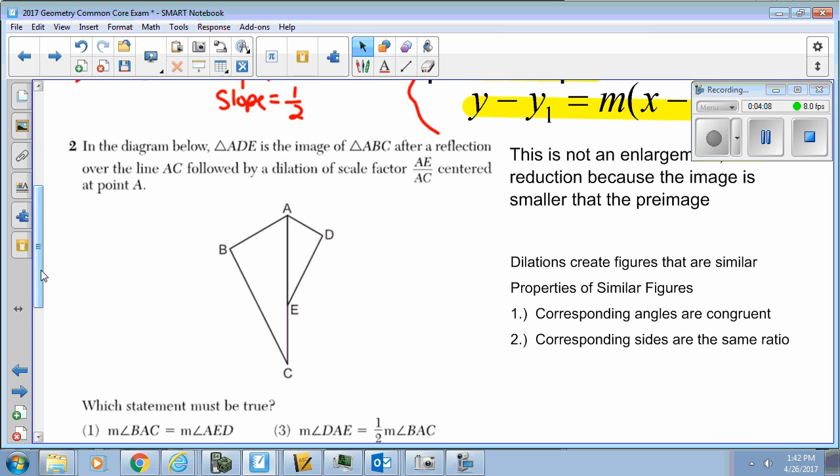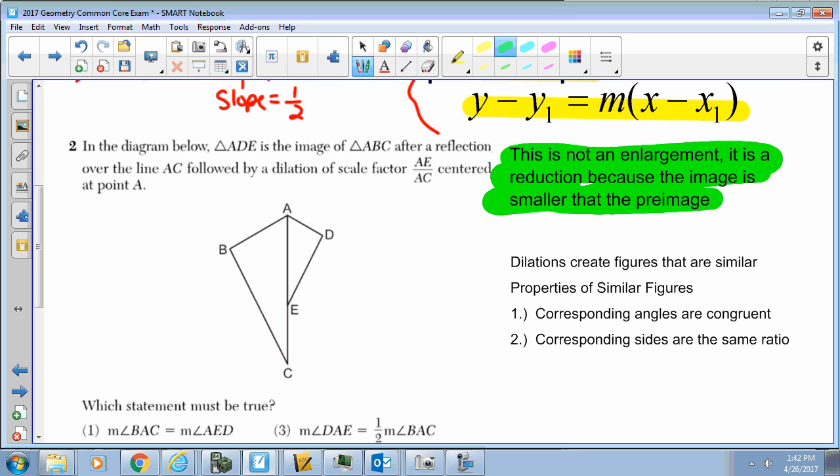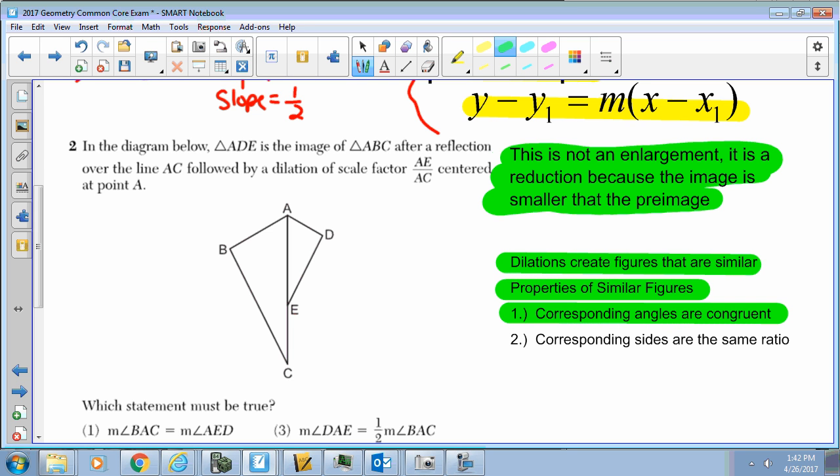Now, number 2. Again, you want to write these notes down. So these notes that I have, if you want extra credit, you're going to have to write all this stuff down. So all of this stuff I'm highlighting right now in green, you're going to need to write down. And I'm going to need to see it if you want credit for this. Okay? All right, so looking here, it says in the diagram below, triangle ADE. So triangle ADE would be right here, ADE.